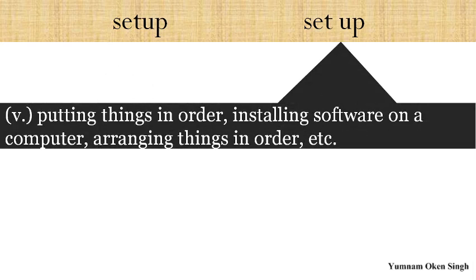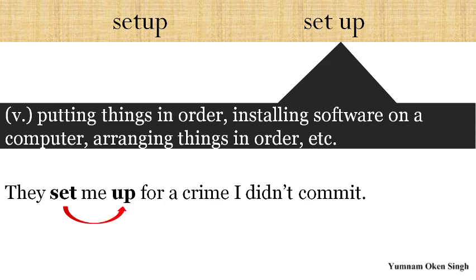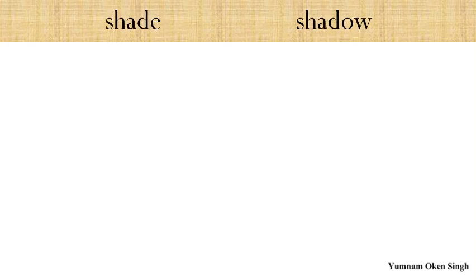Here set up is 2 words. It is a verb phrase. It means putting things in order or installing software on a computer, or even arranging things in order, etc. So let's see an example here. They set me up for a crime I didn't commit. Here they set me up means they arranged things as if I had committed the crime, even though I didn't.